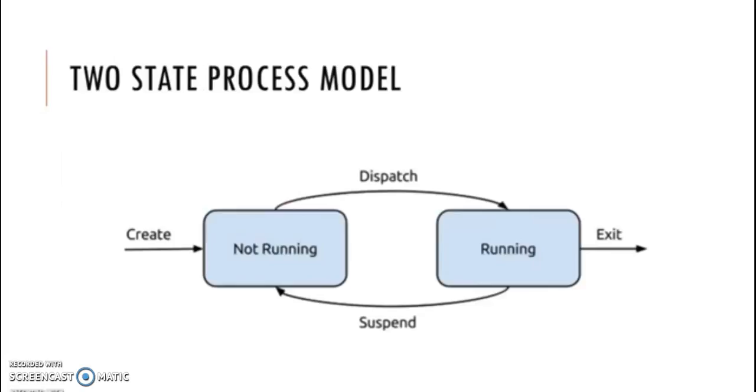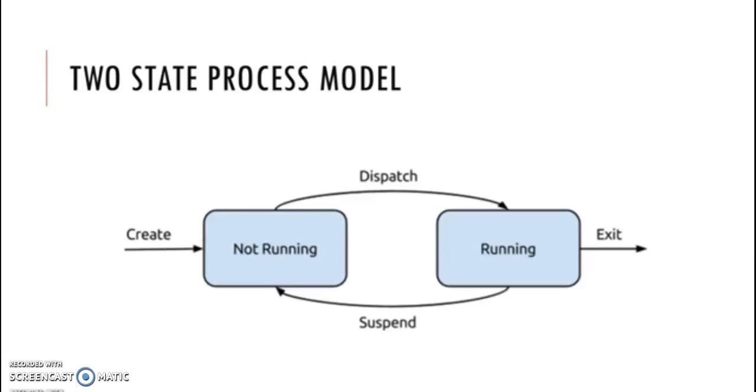Two-state process model. This model is based on the fact that a process is either being executed by a processor or it is not. Thus, a process may be considered to be in one of two states, running or not running. When the OS creates a new process, the process is initially labeled as not running and is placed into a queue in the system in the not running state. The process then exists in main memory and waits in a queue for an opportunity to be executed.